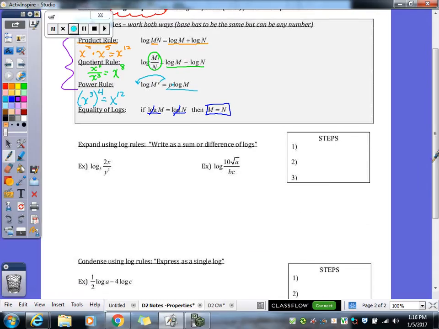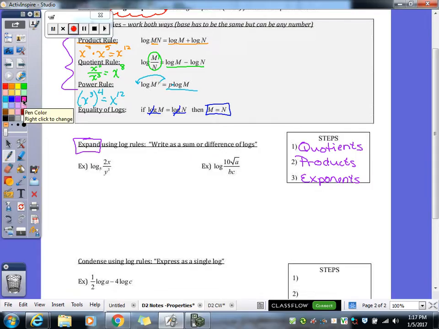So, as I said, they ask you to do two things. They ask you to expand and they ask you to condense. So when we are expanding, you want to first deal with any quotients. If there's any division, you take care of those ones first. You then deal with any products. And the last are your exponents. So quotients, products, and then exponents.